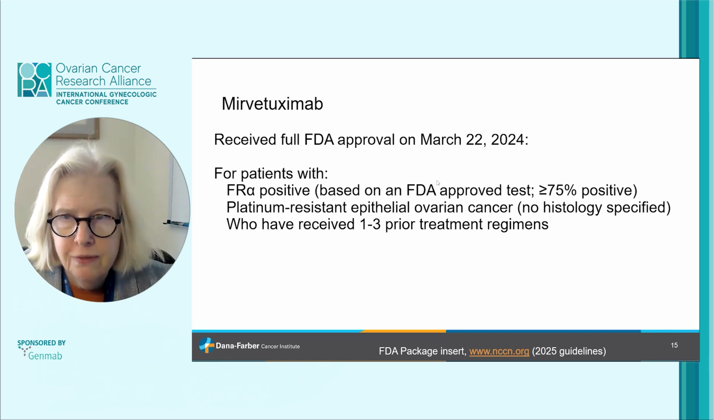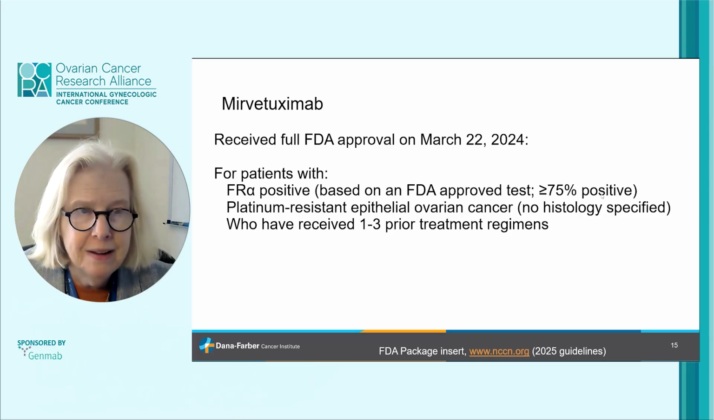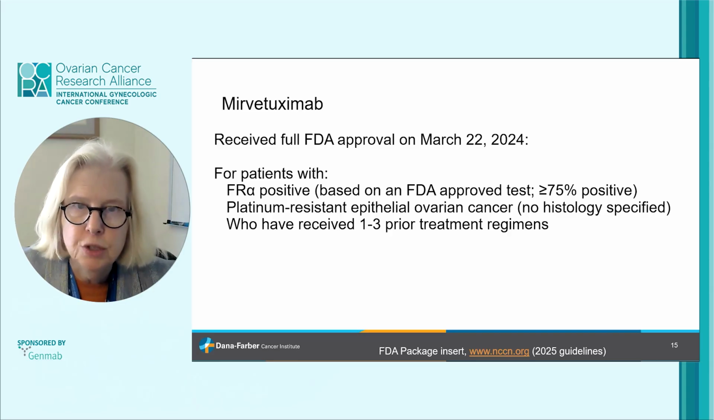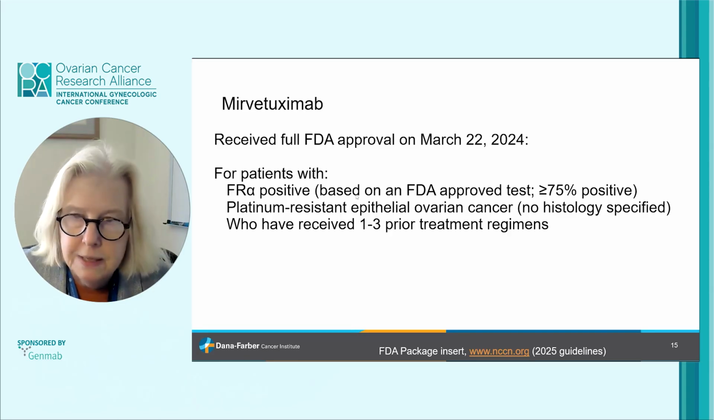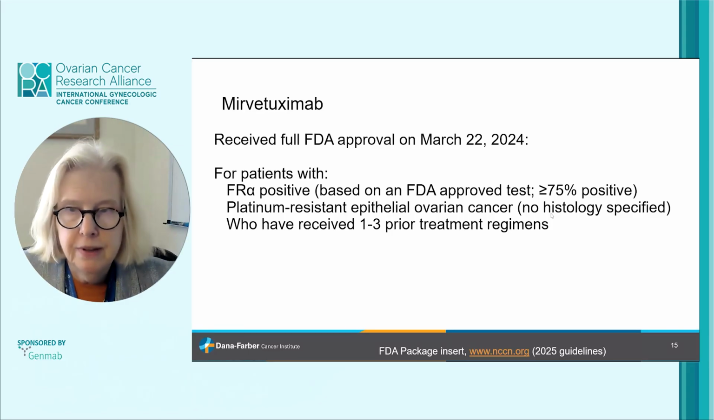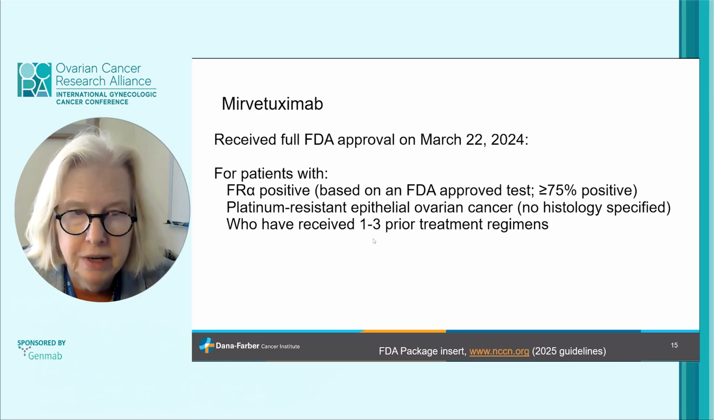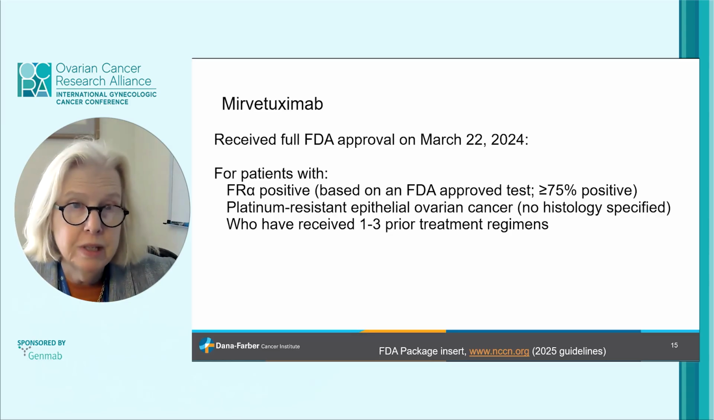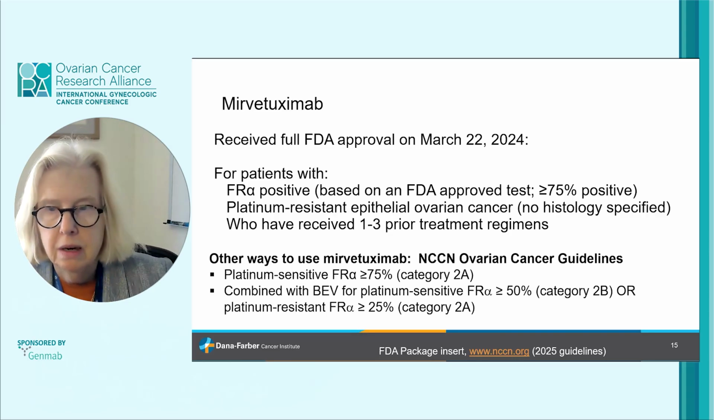March 22nd, 2024, for patients with folate receptor alpha positive, meaning 75% or higher positivity, meaning looking under the microscope, 75% of the cancer cells stained for folate receptor alpha in a high intensity staining, 2 or 3 plus. Platinum-resistant ovarian cancer, no histology specified, and then up to 3 prior regimens. This drug starts to lose efficacy if you've been more heavily pretreated, hence why it's up to 3 regimens.